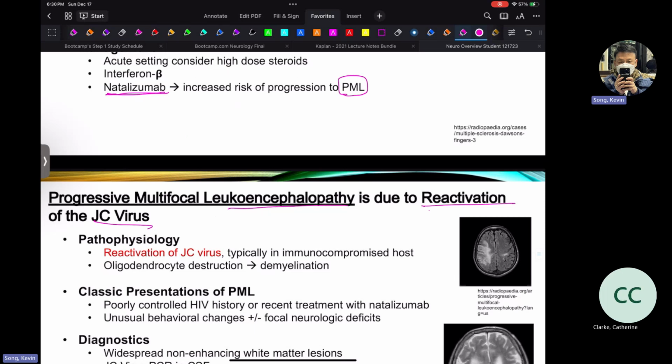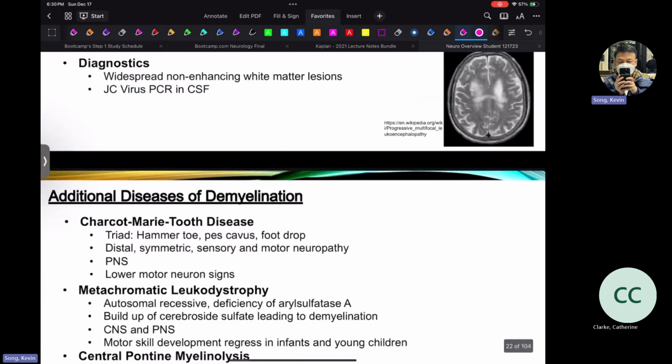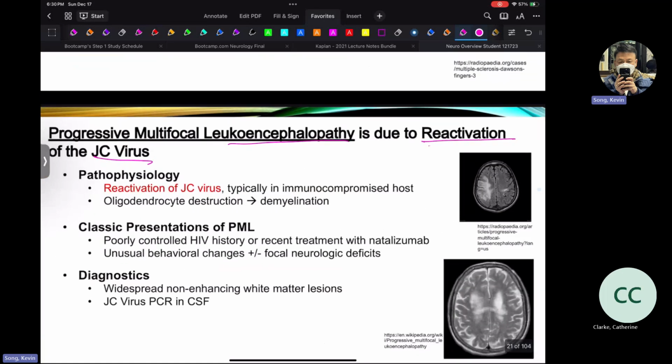Reactivation. What does reactivation of JC virus do? Let me see how to say this. What's going to happen here is that I think I discussed the TB reactivation, right? Do you remember that I told you about the granuloma, the caseating granuloma?